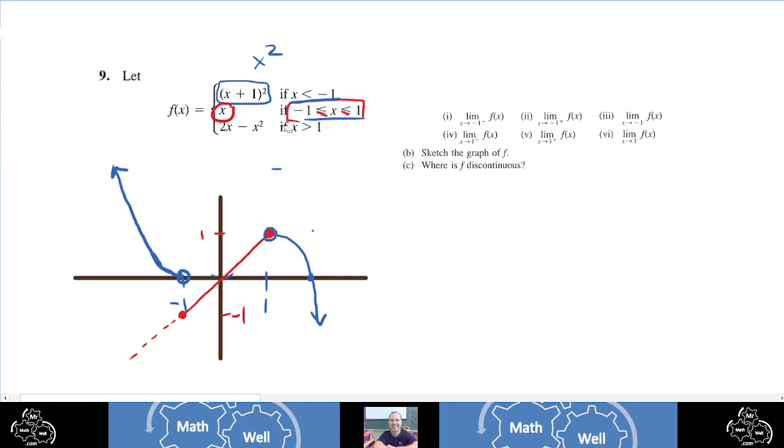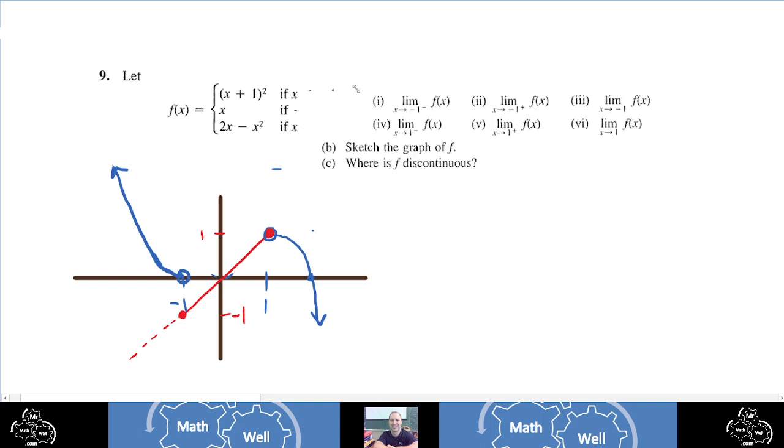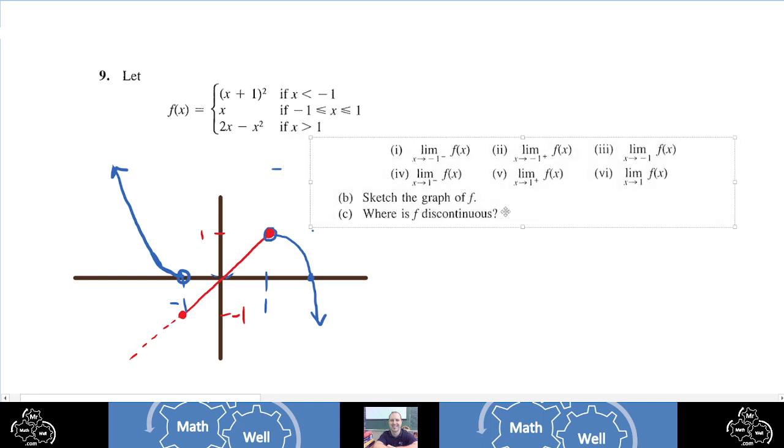So once you got that graphed, you could totally just check out the limits and stuff. So over here on the right, it says, what's the limit of f of x as x approaches -1 from the left? Well, that's these y values. What's it going to? 0. What about from -1 from the right? Well, that's these y values. It's going down to -1.